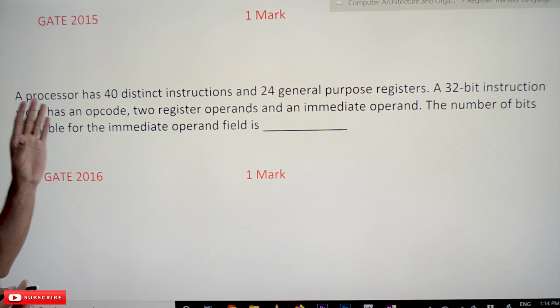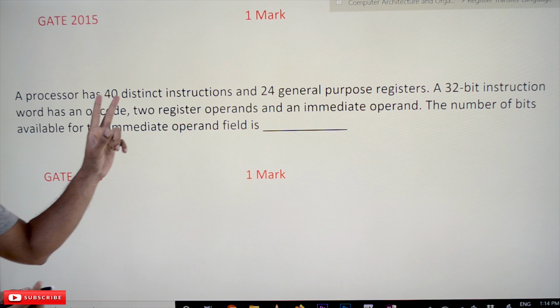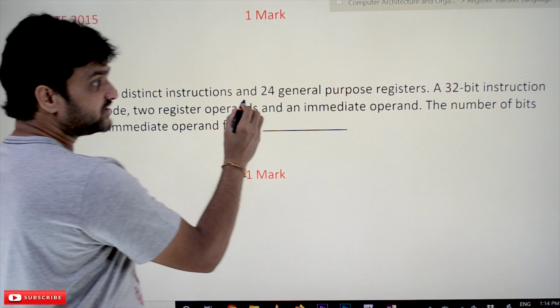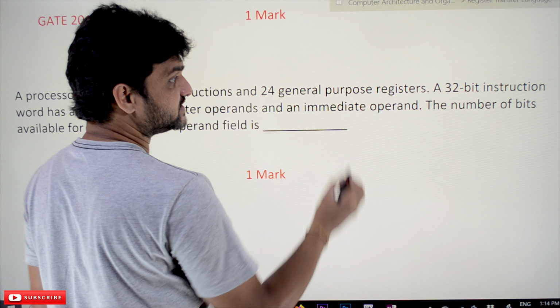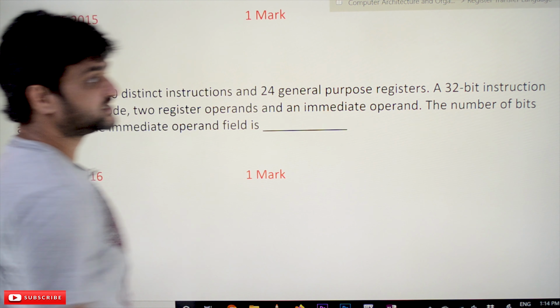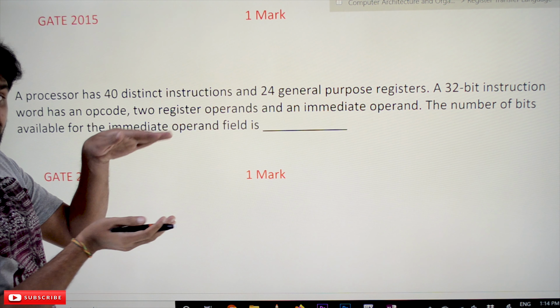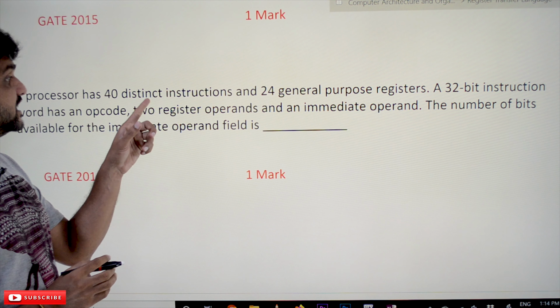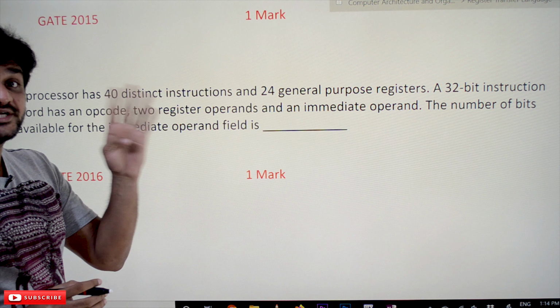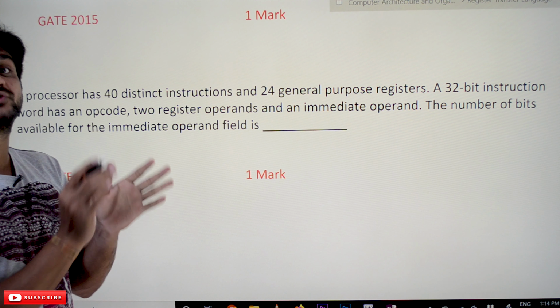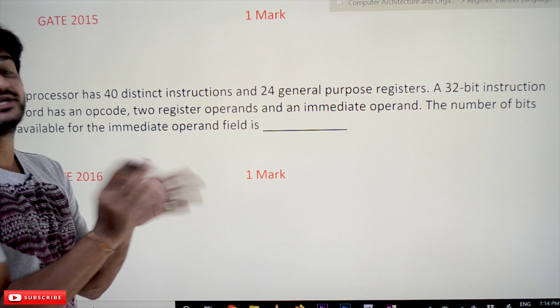The processor has 40 distinct instructions and 24 general purpose registers, with a 32-bit instruction. So there are 24 general purpose registers and 40 different instructions. In our basic computer we have 24 different instructions.